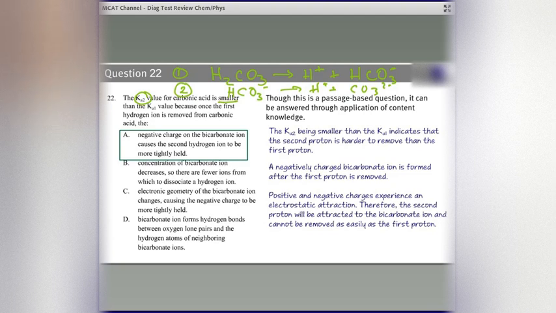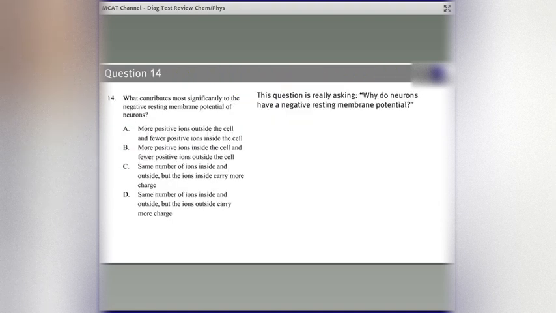Okay, let's do one final question. I love this question because it comes back to a point I made earlier. Let's jump forward to question number 14. Why do I love this question? Because it's another application of physics to biology. In fact, scary, horrible physics, electrostatics.